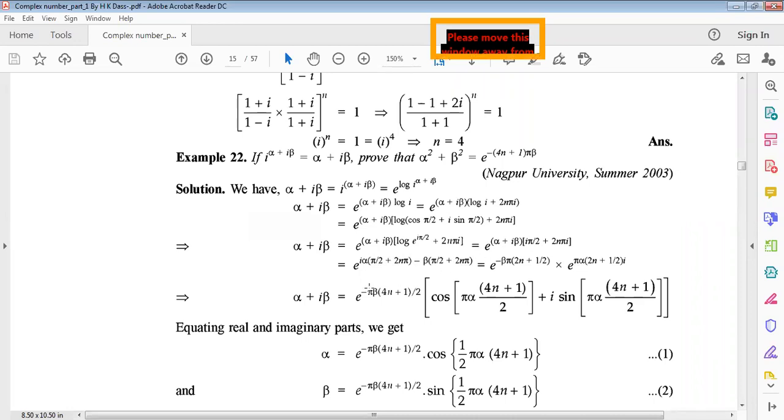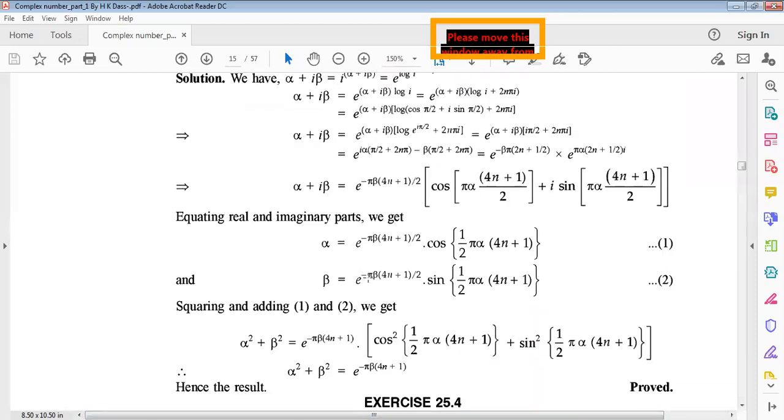We get this, then separating e to the power this into e to the power minus this. Then alpha plus i beta equals e to the power minus pi beta times 2n plus 1 by 2, into e to the power i theta, where theta is pi alpha times 2n plus 1 by 2. That means this is the whole theta, cos theta plus i sin theta. Then equating real part: the real part here is alpha, and the imaginary part, the coefficient of i, is beta.